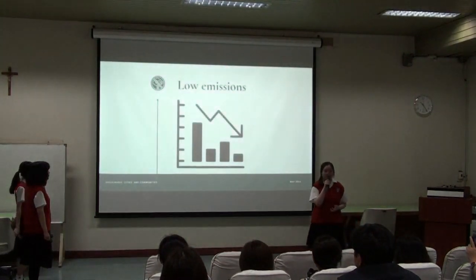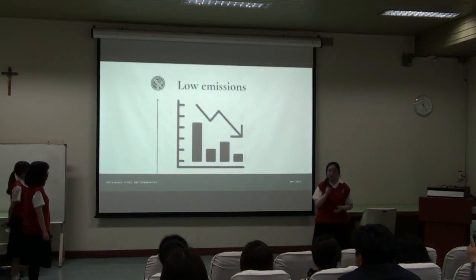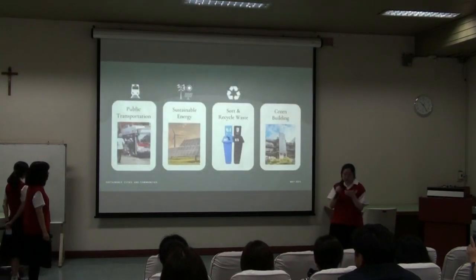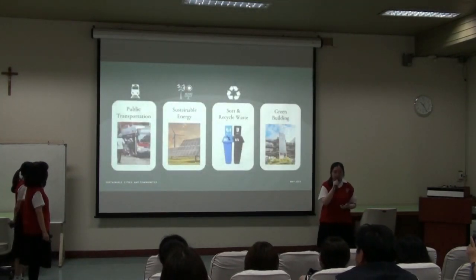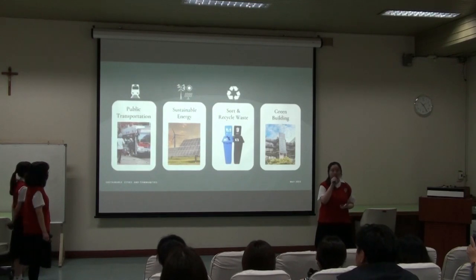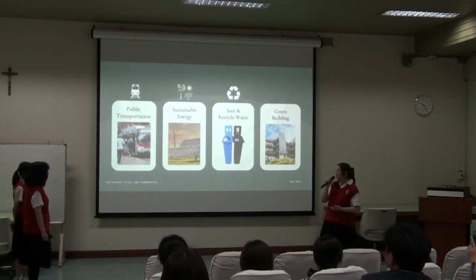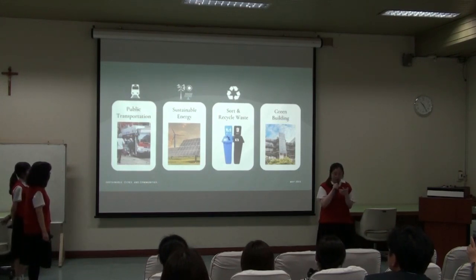Now, I'm going to talk about how to keep low emissions. There are 4 ways we can do so. The first is by improving and expanding public transportation, such as light rail, bus systems, and subway, so that citizens can conveniently use this transportation and it can reduce carbon emissions and pollutants to the environment. Secondly, by promoting sustainable energy.